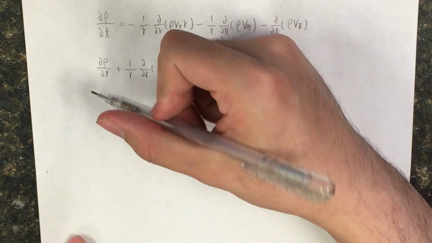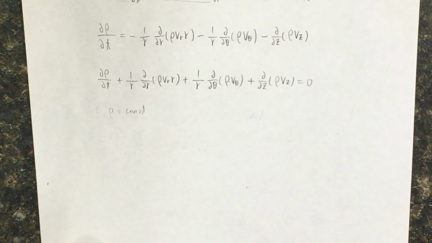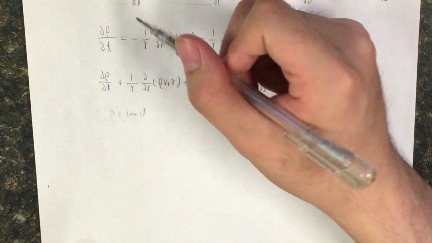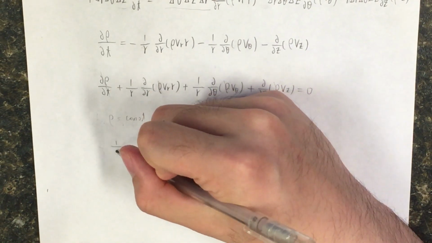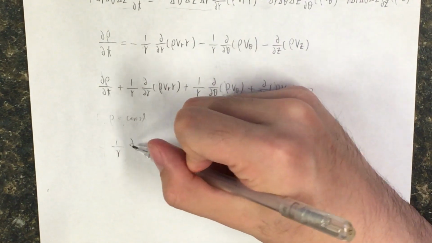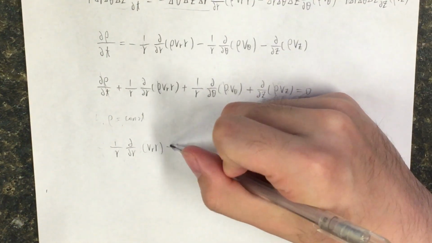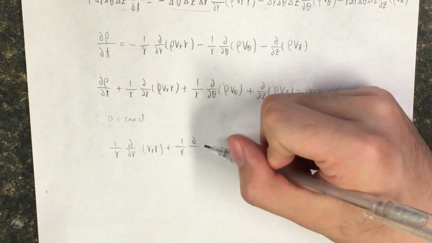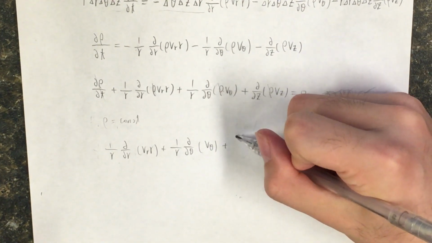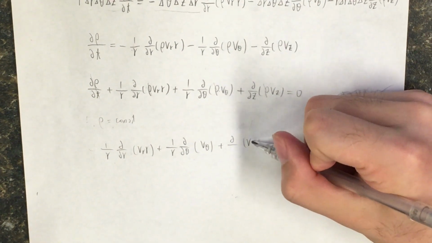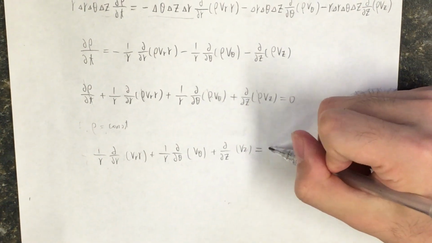If rho is a constant, which will look like this, the continuity equation will become like this. We can simplify everything about rho and write it as 1 over R partial VR R partial R plus 1 over R partial v theta partial theta plus partial vz partial z. The whole equation will become 0.